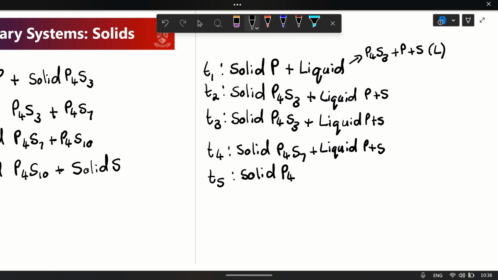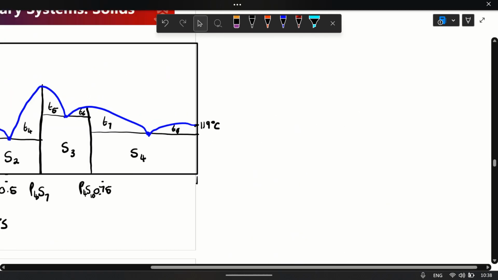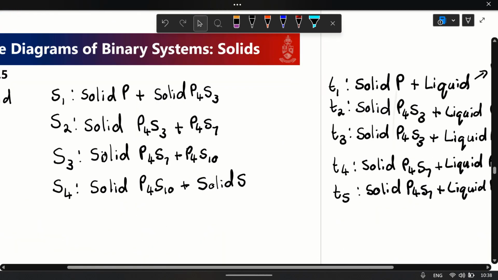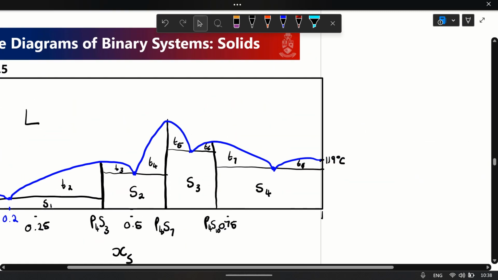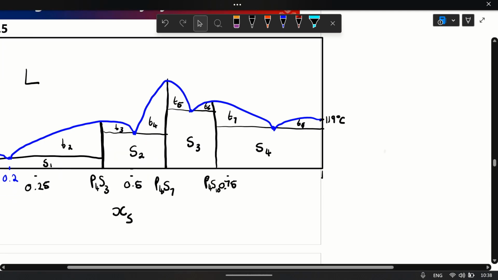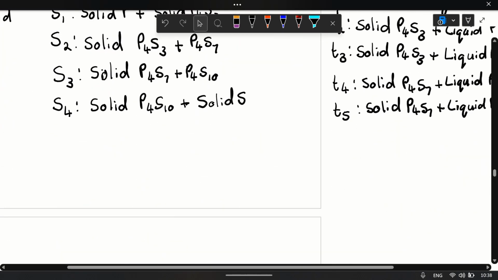So P4S7 plus liquid P plus S. So that was for T4 and T5, yeah? T4 and T5 are on opposite sides of P4S7. So at T4 we have liquid phosphorus and sulfur, which can form solid P4S7, which crystallizes there. It's below the melting point of it.